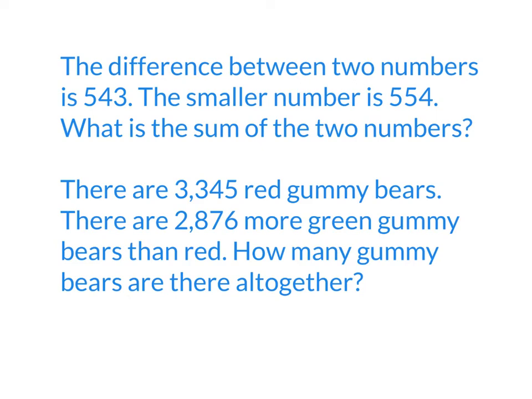What is the sum of the two numbers? Read the next problem to them. There are 3,345 red gummy bears. And there are 2,875 more green gummy bears than red. How many gummy bears are there all together?